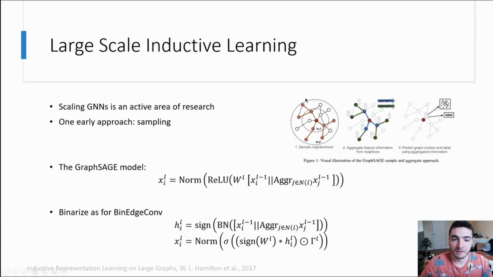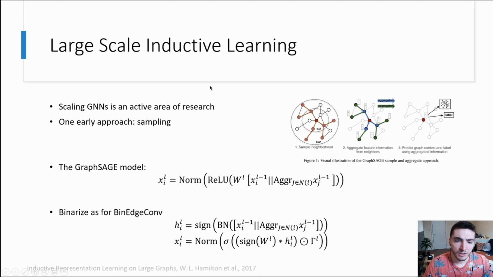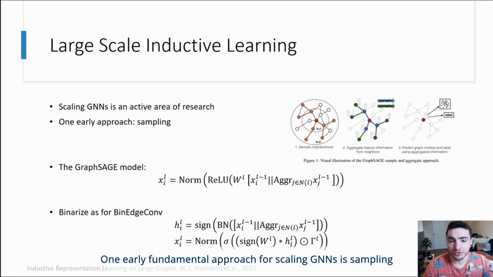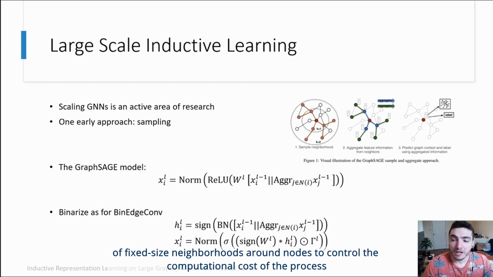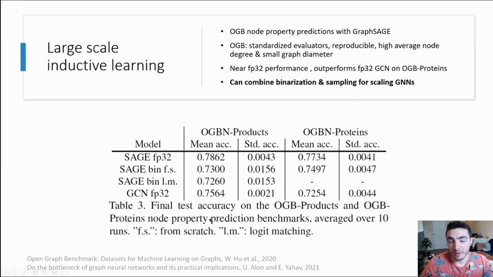So we also performed some experiments on large-scale inductive learning. One early, fundamental approach to scaling GNNs is sampling of fixed-size neighborhoods around nodes to control the computational cost of the process. One such example, very prominent, is GraphSage, which is described by this equation, and that we binarized as for the other models.